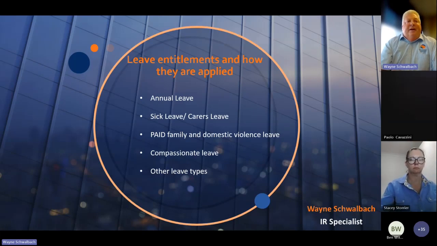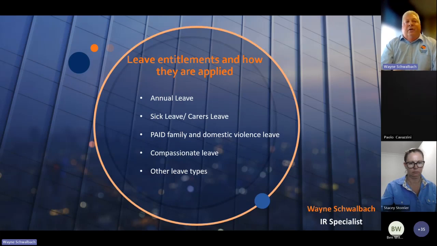Family and domestic violence leave, as you'll be aware, has moved to paid. It moved from 5 days unpaid leave to 10 days paid leave. Everybody gets that: full-time, part-time, casuals. Casuals get it as well. That starts on the day that you start. So if you employ me as of today, I get it from today.